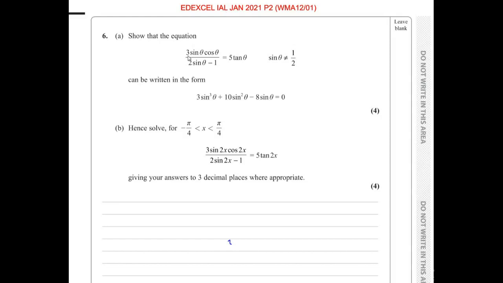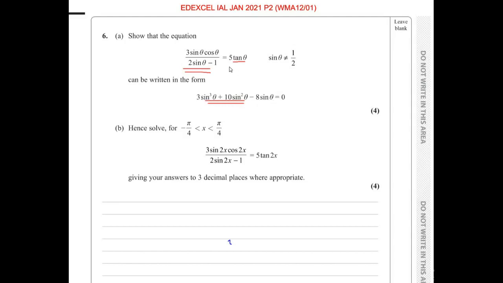Show that the equation 3 sin theta cos theta over 2 sin theta minus 1 equals 5 tan theta can be written in the form 3 sin cube theta plus 10 sin square theta minus 8 sin theta equal to 0. So they are asking us to write this expression in terms of all sine terms. If you can see in this form, we do not have tan theta and we do not have cos theta. So we should make use of identities to get rid of the tan theta and cos theta from this form.